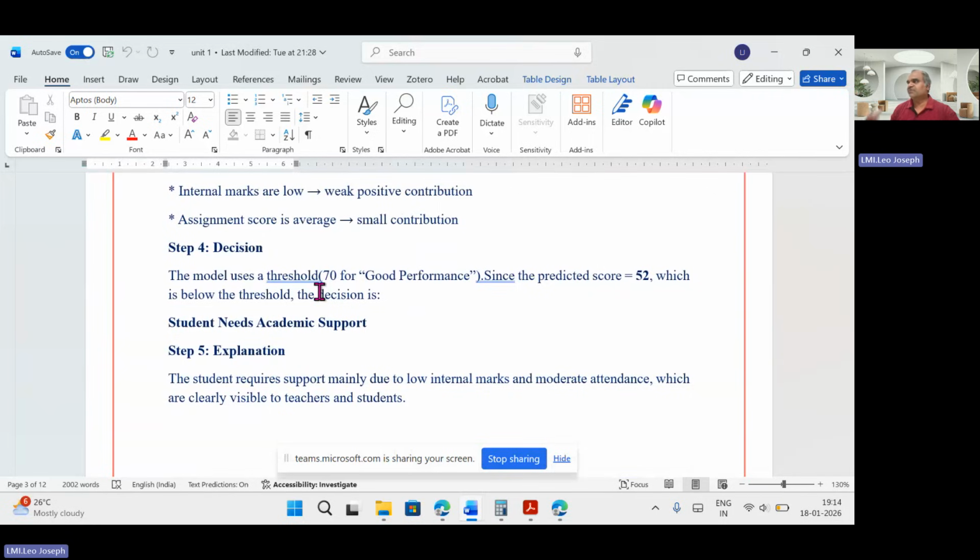Then they need some advisor. We need to improve the assignments. We need to improve the class test, internal marks, and whatever else may be needed. Then only will the threshold limit be crossed.